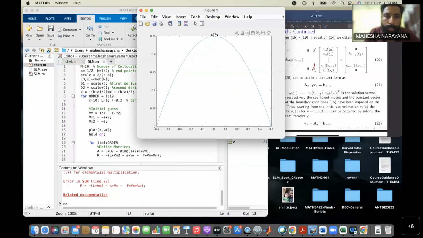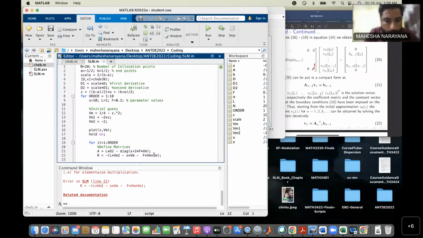I think we should use a dot-wise, point-wise, or element-wise operation here. So dot star should be used. And there is a problem here too. Size inputs must be a scalar.